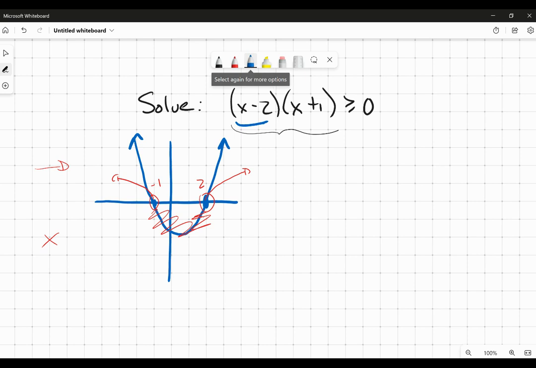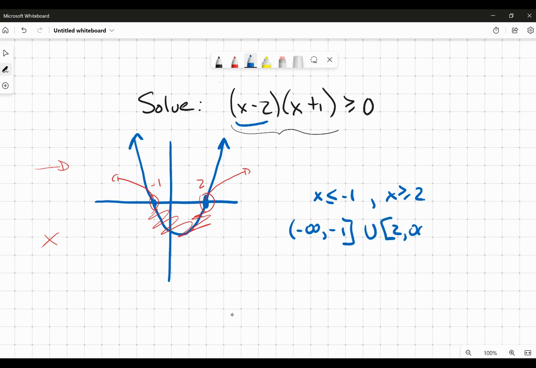So my answer here is that this is going to be true when x is less than or equal to -1, together with x being greater than or equal to 2. And we can write this in a few different ways. One way that you might see this written quite often is in interval notation. We'll go from -infinity up to -1, including the -1, because we're including the 0 in the question, together with 2 out to infinity. Again, square brackets on the 2 because we're including the 2, and we're going to use soft brackets on the infinity because we're not including that.